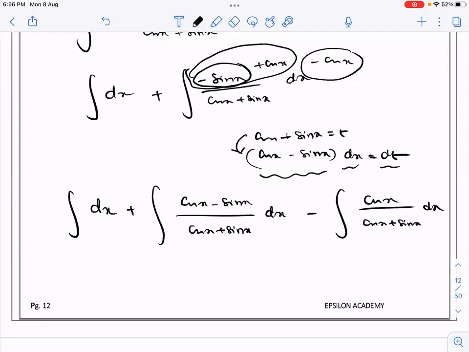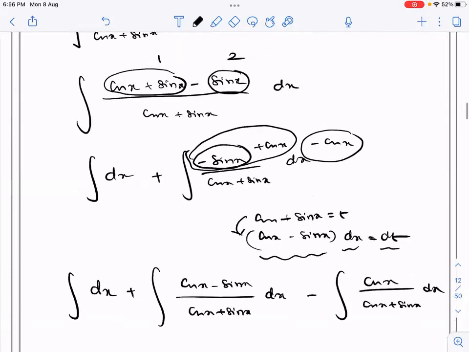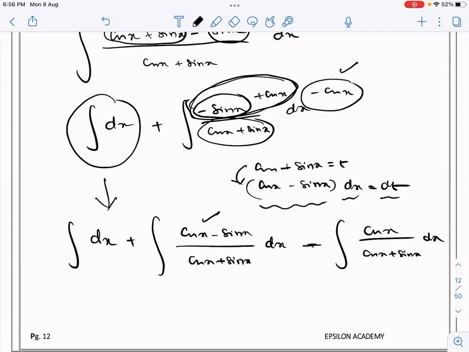Am I clear till this step? Last step is not clear? Okay. So this integral of dx, I wrote it as it is. This cos x minus sin x, I combined it with the denominator and wrote it as cos x minus sin x divided by cos x plus sin x. What is left out? Minus cos x. So minus of cos x divided by cos x plus sin x.